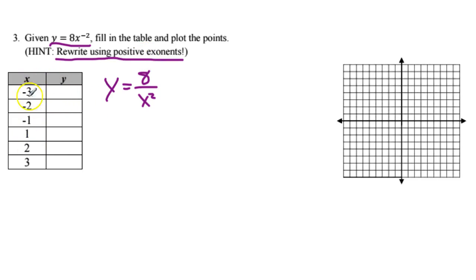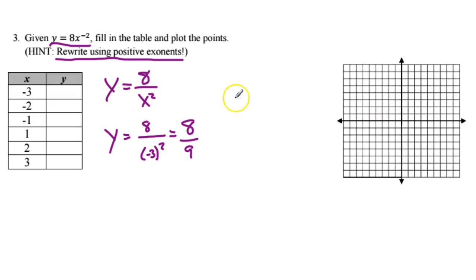Now we're going to plug in x values and solve for some y values. So the first one is negative 3. So we have y equals 8 divided by negative 3 squared. Important, if you have a negative number, put it in parentheses. This simplifies to 8 over negative 3 squared, which is 9.